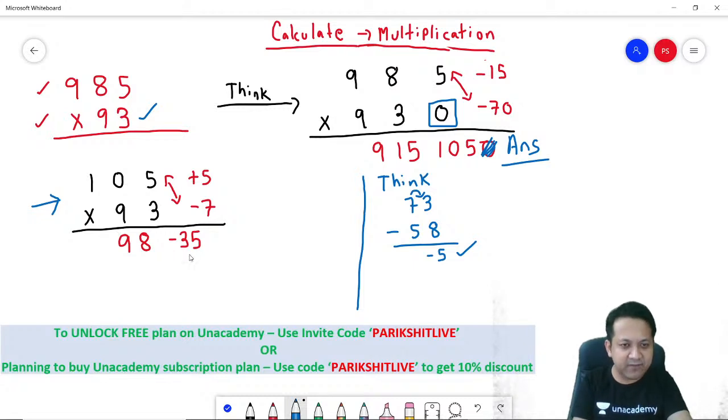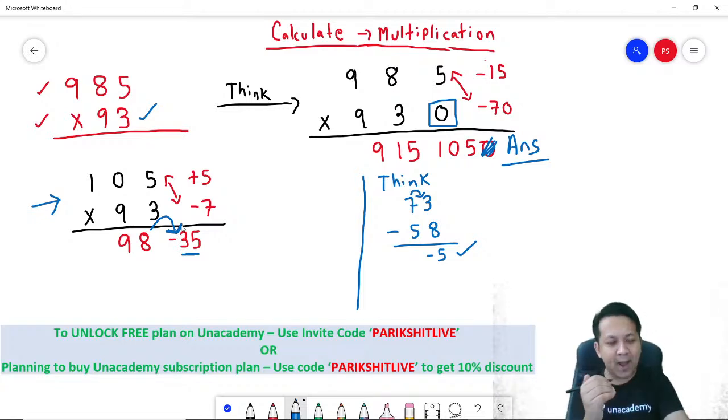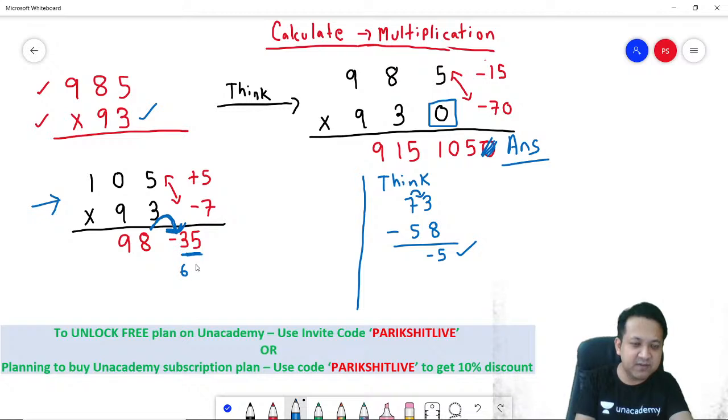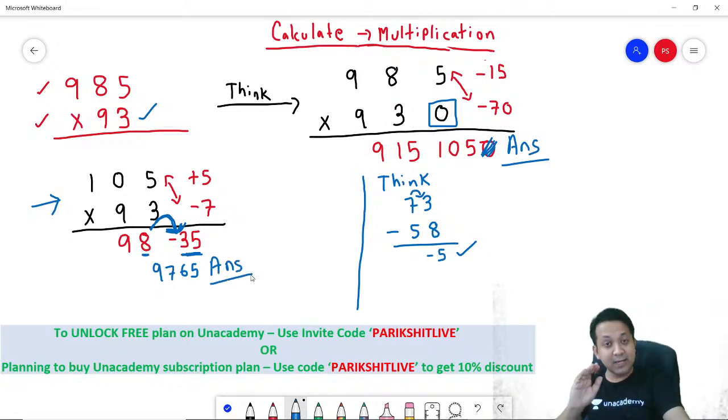So you have a minus 35 here. Obviously, it cannot be minus. So what will you do? You will carry over 1 from the neighboring digit. Remember we are considering 2 digits at one time. So the moment you carry over 1, it will become 100. How much will it become? 100. So 100 minus 35 is 65. And because you carried over 1, it is no longer 98. It is rather 97. So 9765, that's the answer. Did you follow?